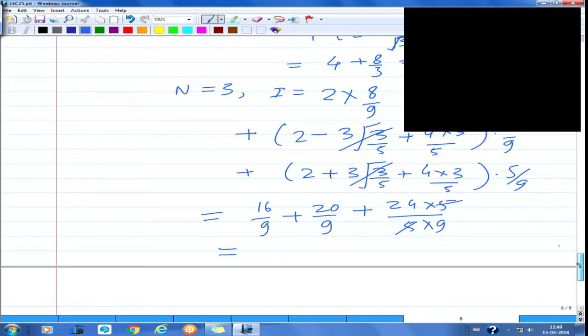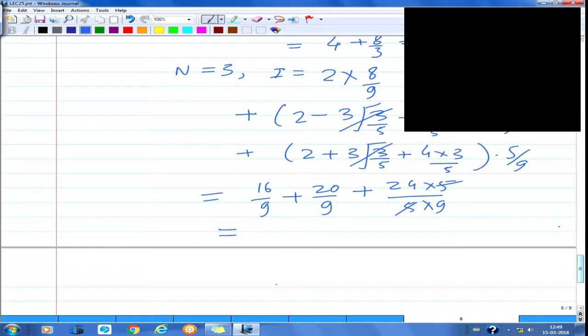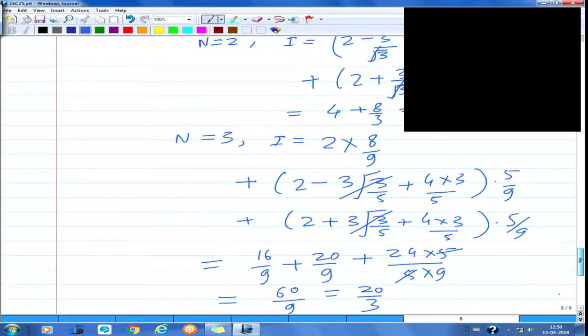This comes as, what is the value? This is coming as 60 by, so 20 plus 24, so this is 44 and 50, yeah, 60 by 9. Did I make any mistake anywhere? So this is 20 by, yes, 3 is right. Okay. So what do you observe?